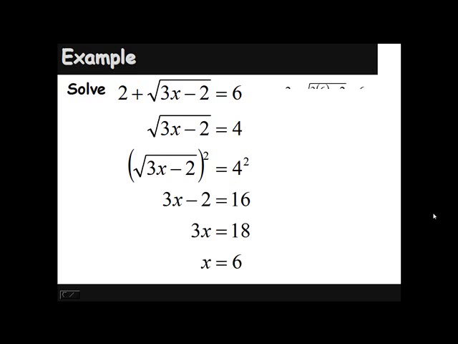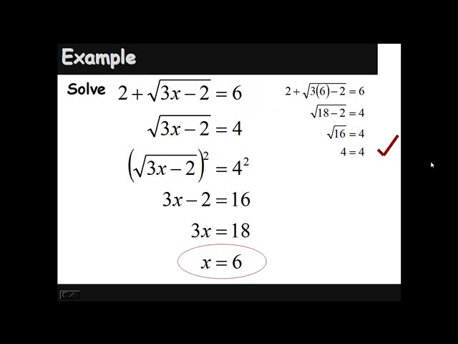This needs to be checked for extraneous solutions. So we're going to take 6 and insert it everywhere there was an x in the original equation and see if it works. 4 equals 4 is a true statement, so that checks, and the answer is right. It can't be wrong.